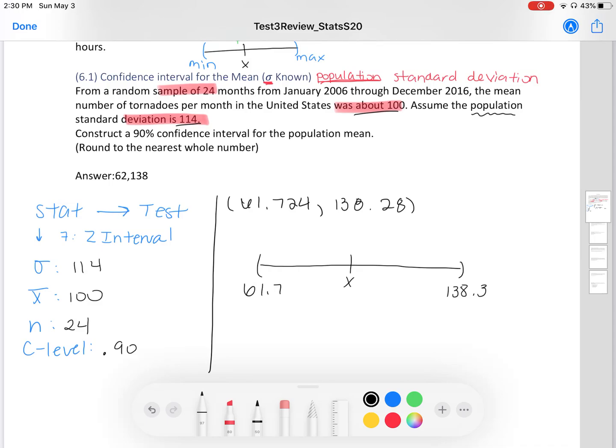It does say to round to the nearest whole number, so our answer, rounded up, would be 62. Rounding, this would be 138. So our answer would be 62 to 138. That's what we're looking for. All right, that's a 6.1 problem.